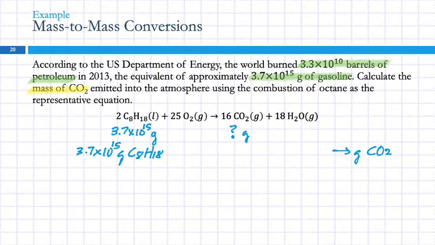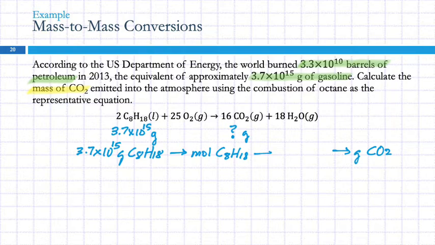So I've got grams at the ends, and what goes in the middle? Moles. I want grams to moles to moles to grams. So I can convert grams of octane to moles of octane. What I'm doing there is I am changing the unit but not the compound. Changing one thing at a time.